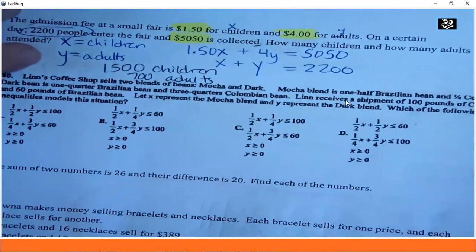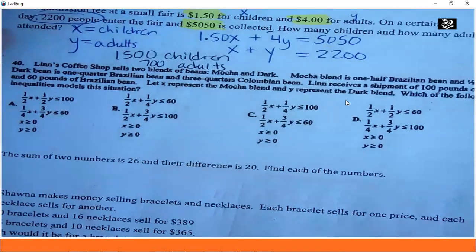All right. Lynn's Coffee Shop sells 2 blends of beans, mocha and dark. Mocha blend is 1/2 Brazilian bean and 1/2 Colombian bean. Dark bean is 1/4 Brazilian bean and 3/4 Colombian bean. Lynn receives a shipment of 100 pounds of Colombian bean and 60 pounds of Brazilian bean. Let X represent mocha blend and Y represent dark blend. Which of the following sets of inequalities models this situation?